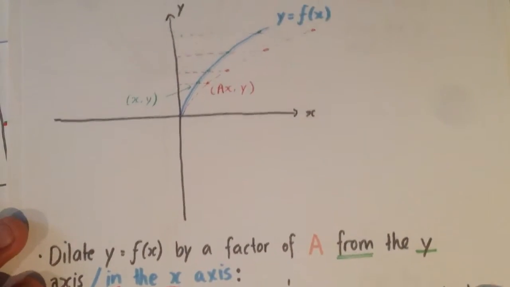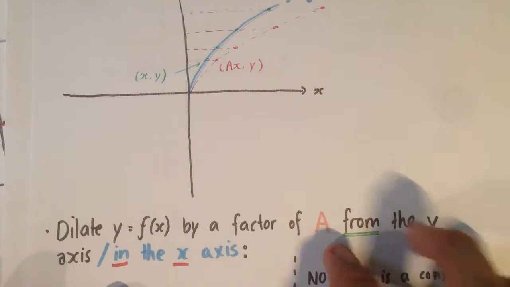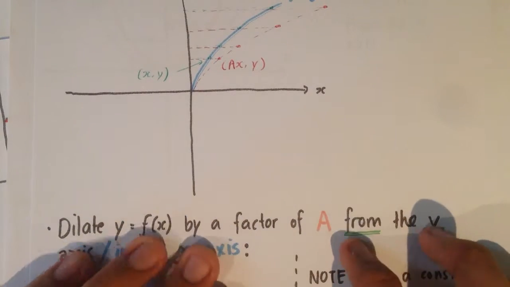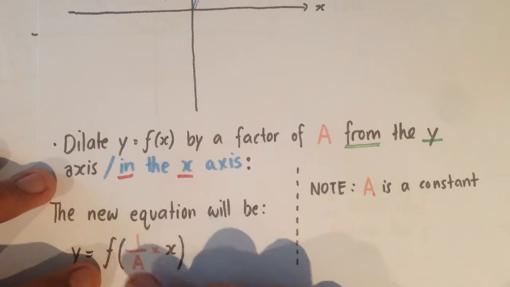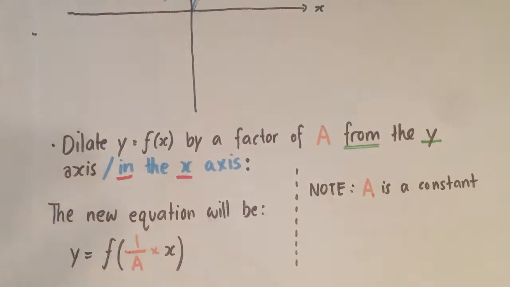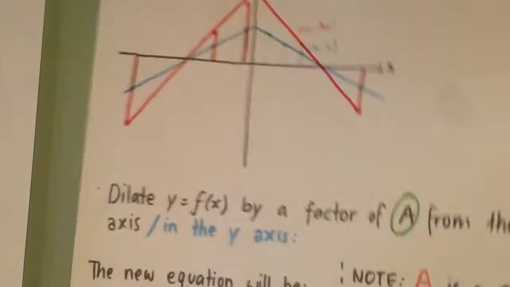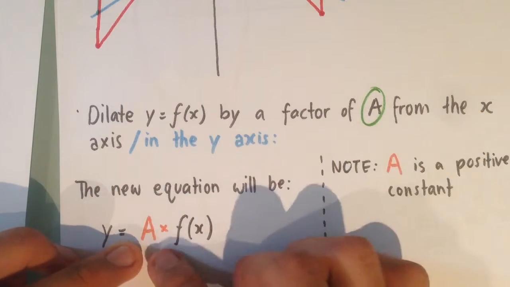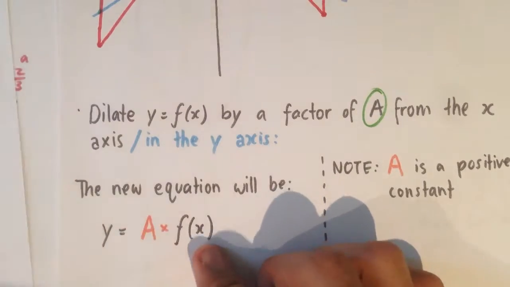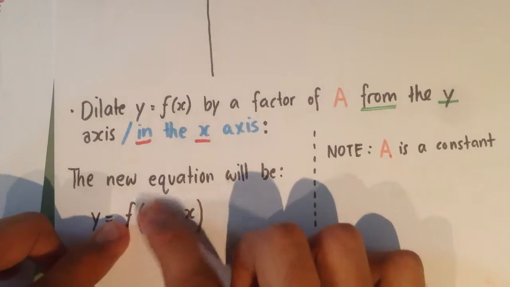Again, in general, if we have a function y is equal to f of x and we dilate it by a factor of a from the y-axis, then the new equation is f of 1 on a times x. Okay, this is different from what it was before. Before, this was for when you're dilating from the x-axis. If you were dilating from the x-axis by a factor of a, then the new equation would be y is equal to a times f of x. But if it's from the y-axis, it is f of 1 on a times x.